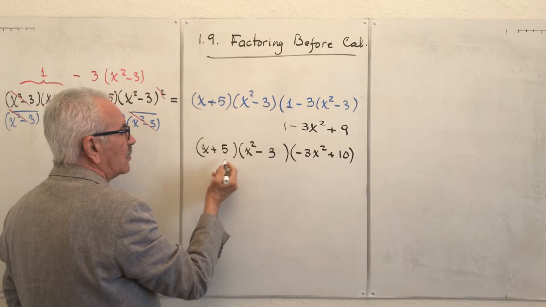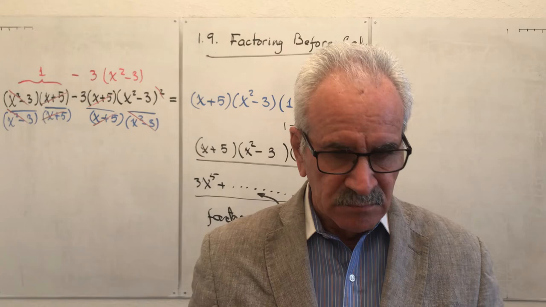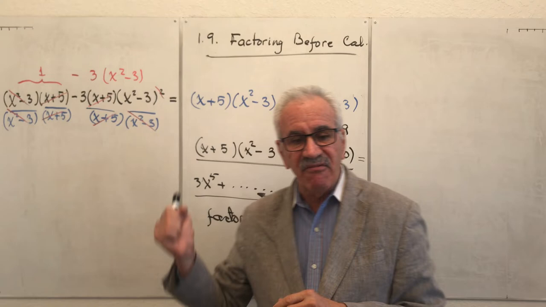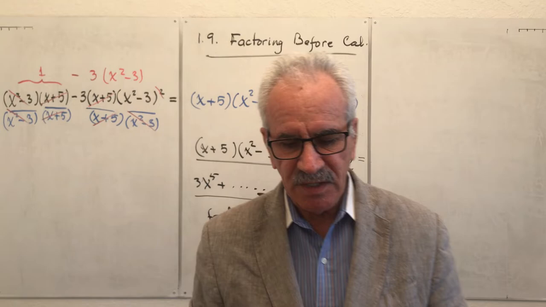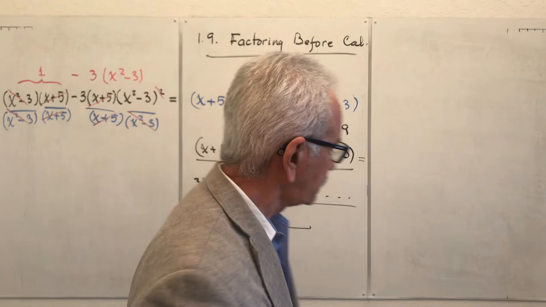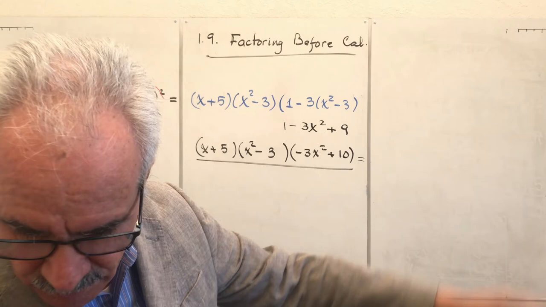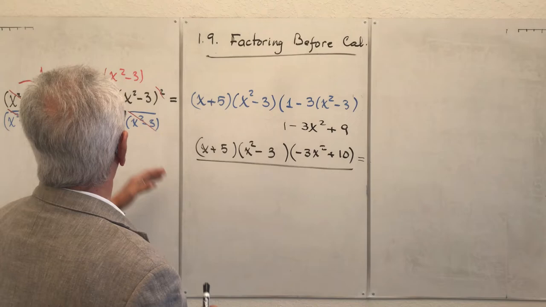Central content of the topic. Why? We need the solution in factored form and not in expanded form. Let me explain, because that's very important that you know why you are doing it this way. When working in calculus, further, this is factorization before calculus. This is because you want to solve, for example, this equation equals to zero, let's suppose.